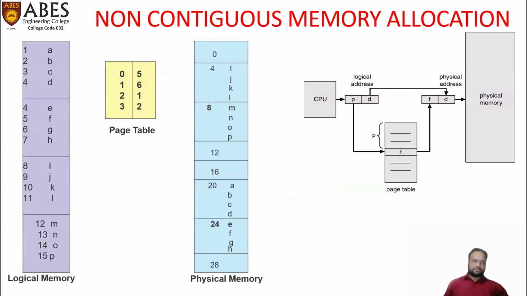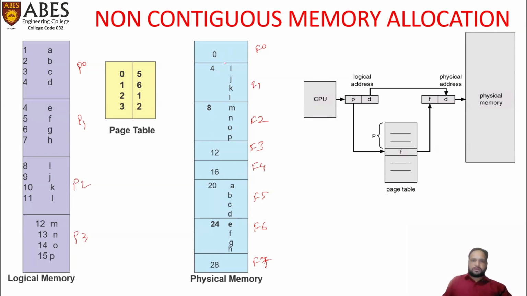Now consider an example where we have pages P0, P1, P2, and P3. And again, we have frames F0, F1, F2, F3, F4, F5, F6, F7. Don't think that in this diagram the frames are not equal in size. Just consider that they are equal in nature, as I do not have enough space available.